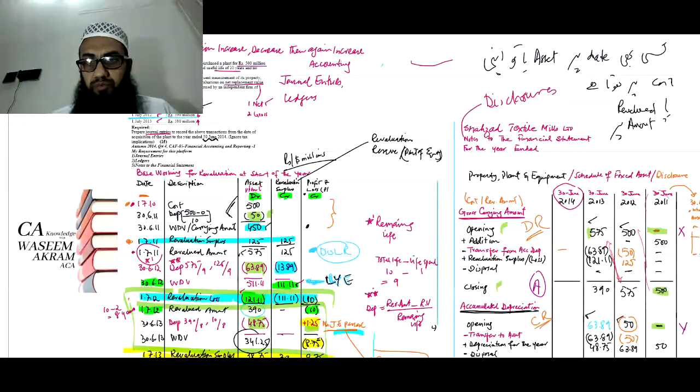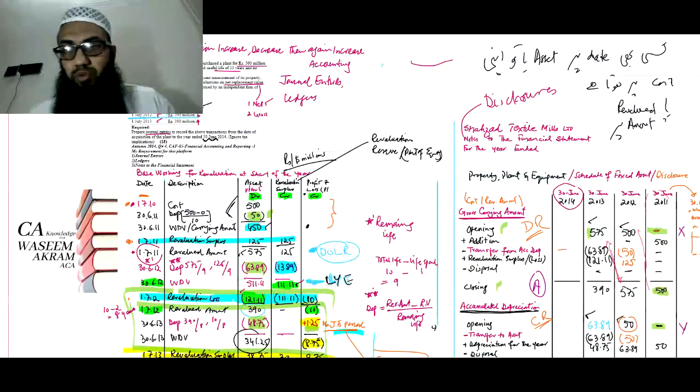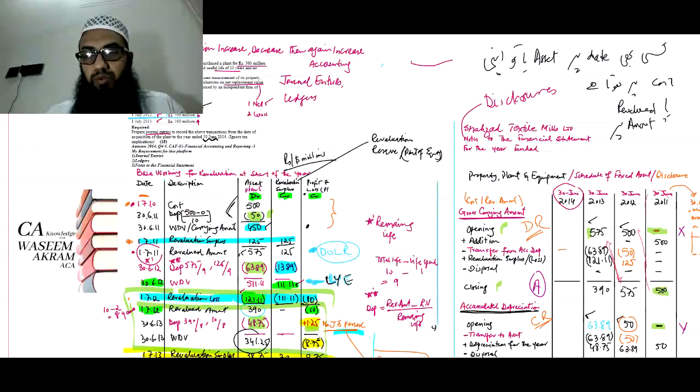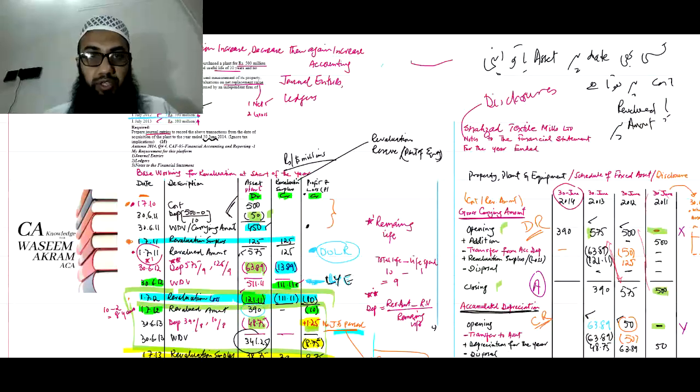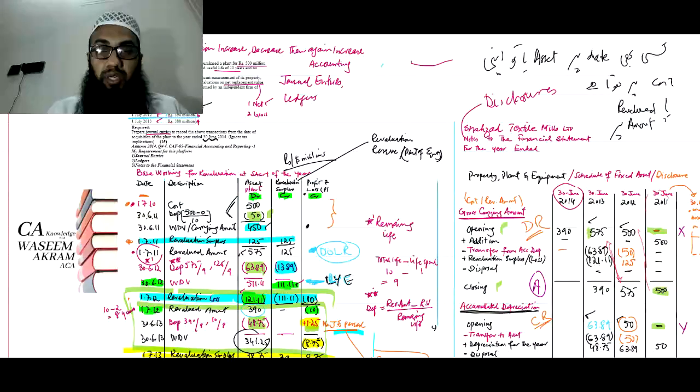But if students get only the note for 30th June 2014, what should they take as opening? They should take 390. How? Through this way. 390. Addition? No addition. Transfer. Yes. Once again revaluation. So go first with accumulated depreciation. Once again the rule is date of last revaluation till last year.